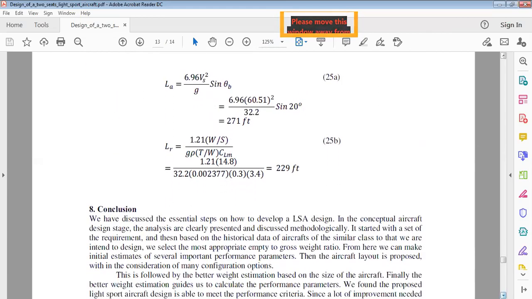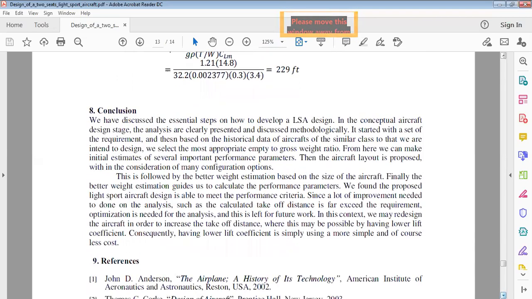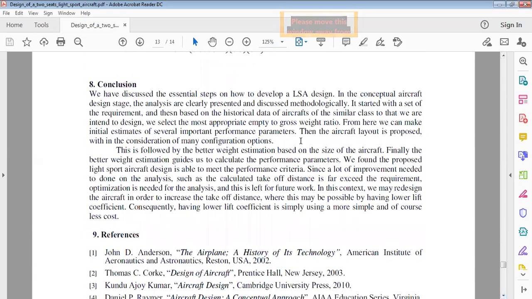So what we are concluding from this is that we have discussed the essential steps to develop an LSA design. In the conceptual design stage, the analyses are clearly presented and discussed methodologically. It started with a set of requirements, and then based on historical data of aircraft in the similar class that we intend to design, we select the most appropriate empty to gross weight ratio. From here, we can make initial estimates of several important performance parameters. Then the aircraft layout is proposed, followed by a better weight estimation based on the sizing of the aircraft.